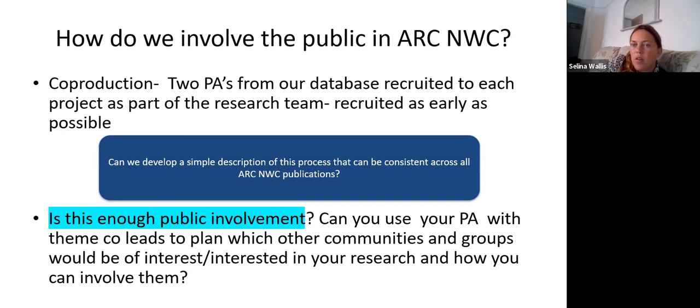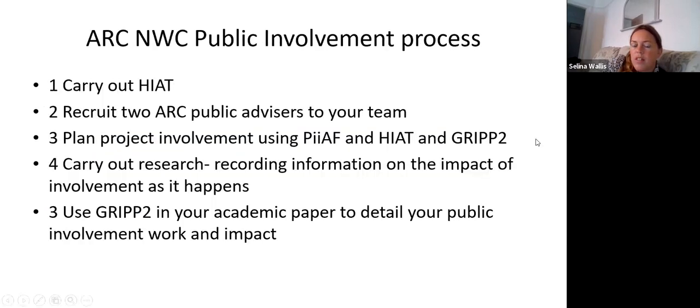I'm going to move on to the next bit. Okay, so our processes at the moment, we expect people to carry out the HIAT at the beginning, to recruit a couple of public advisors, to plan public involvement. So as we've said, public involvement doesn't necessarily just occur on its own, and if we don't think about how we're going to do it and why we're going to do it and in what ways, then we might be doing an injustice.